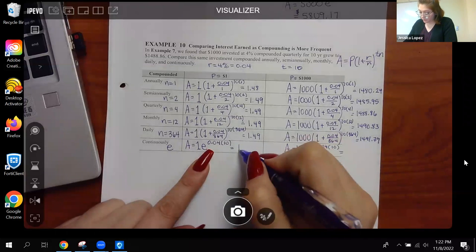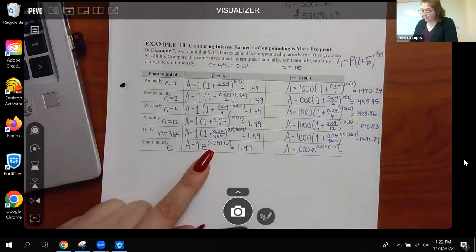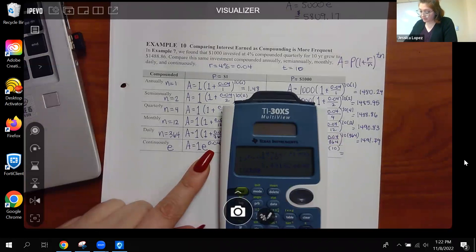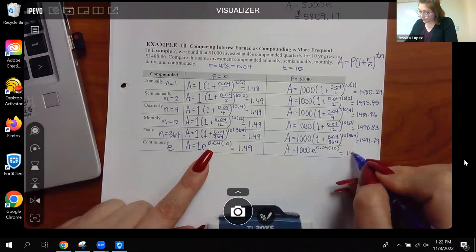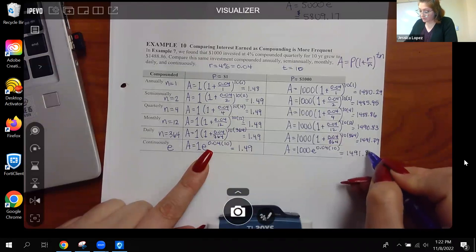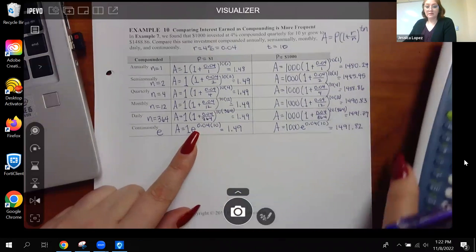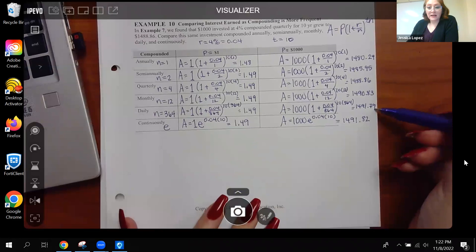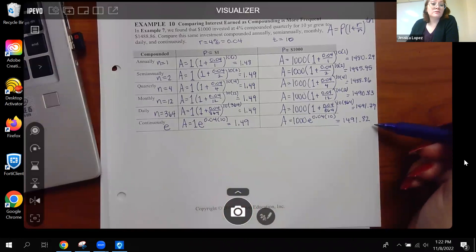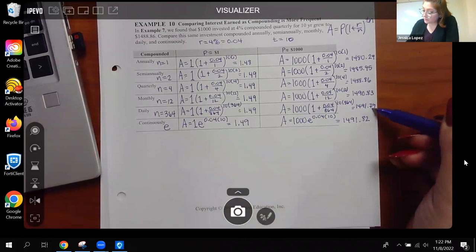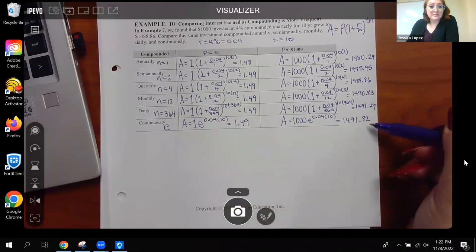I get 1.49 again. Now, if I do 1,000 e^(0.04 × 10), we get 1491.82. So look at that. If I do it every single day versus every single millisecond, it only makes a difference of about 3 cents.